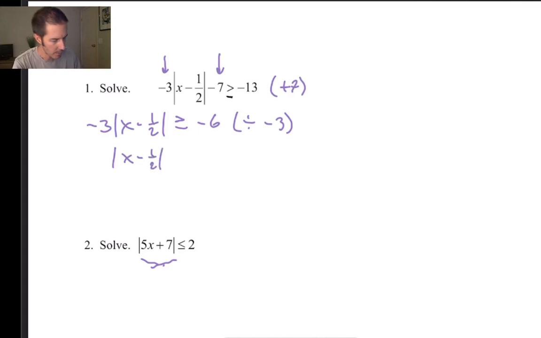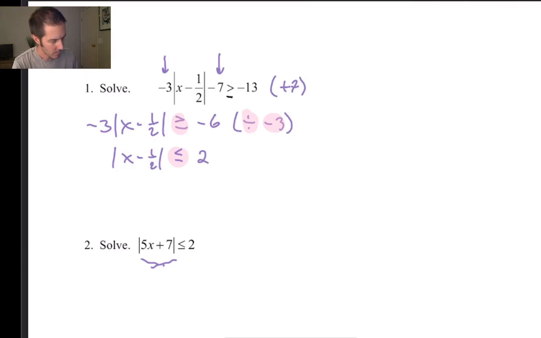Absolute value bars are still there. On the right-hand side, a negative divided by a negative is a positive, so we get +2 on the right-hand side. And don't forget that when you multiply or divide by a negative number, we need to change the inequality symbol, or flip the inequality symbol. And so right here, I'm going to put greater than or equal to, or sorry, less than or equal to. Regardless, flip the sign. Okay, now we have the absolute value, and it's isolated on the less than side, which means we're going to create a compound inequality.